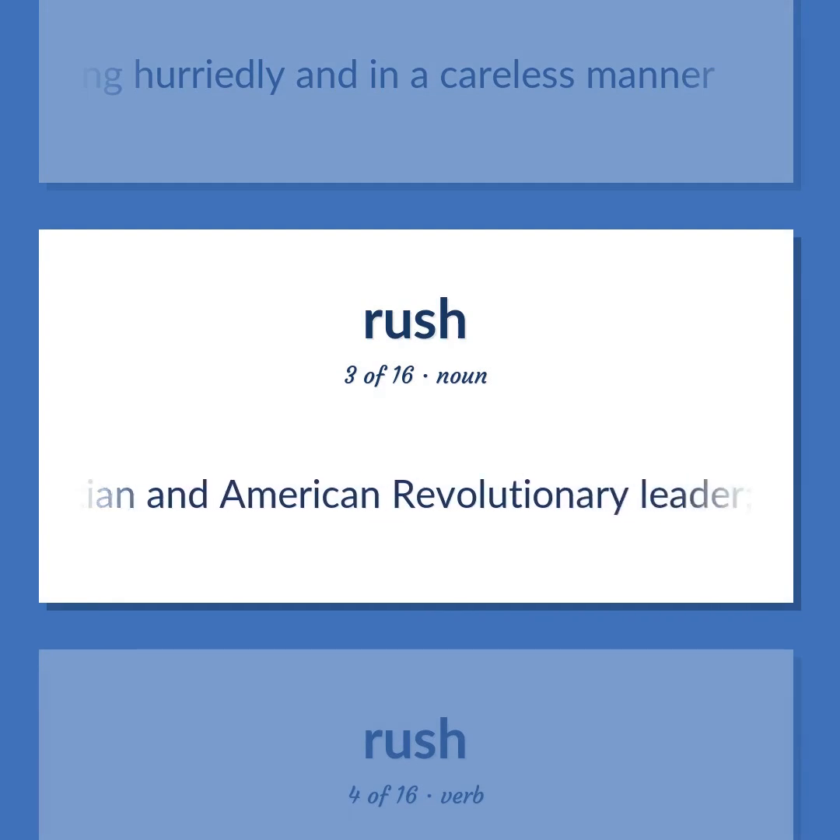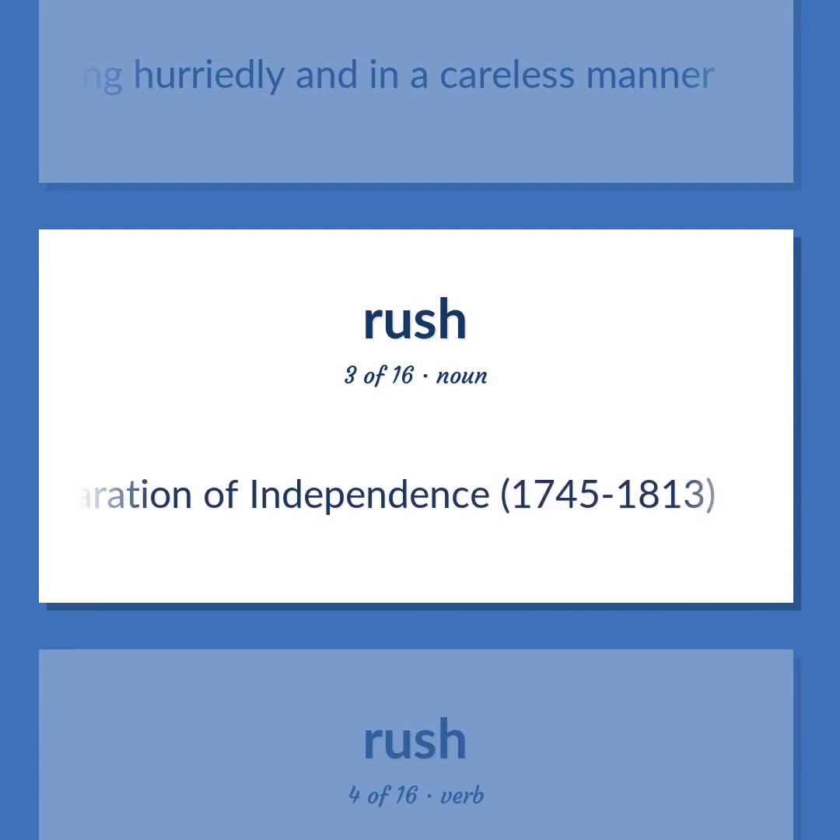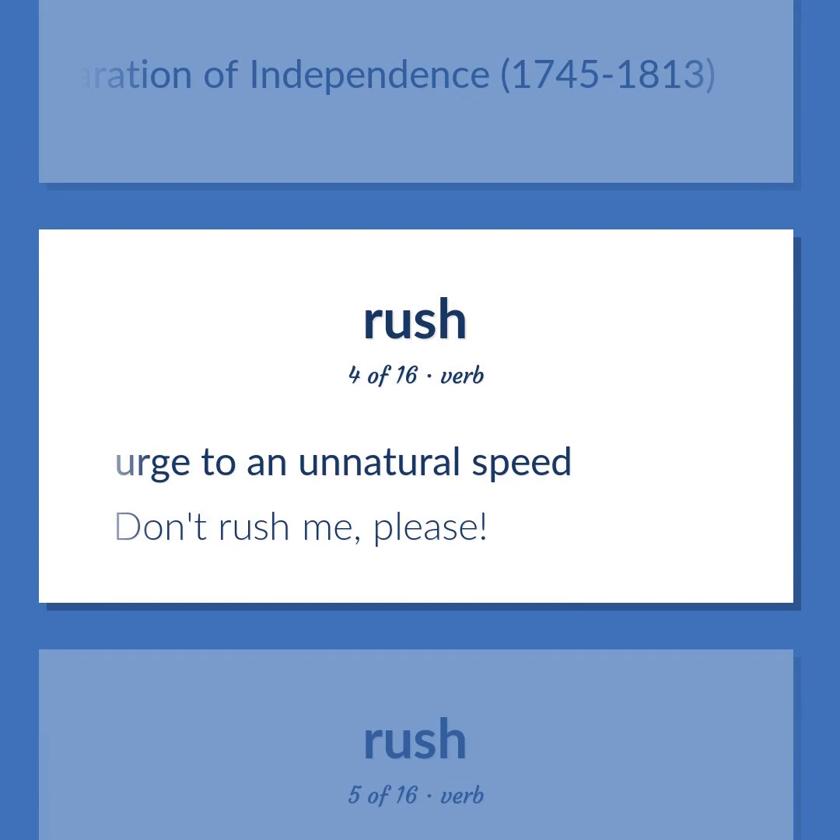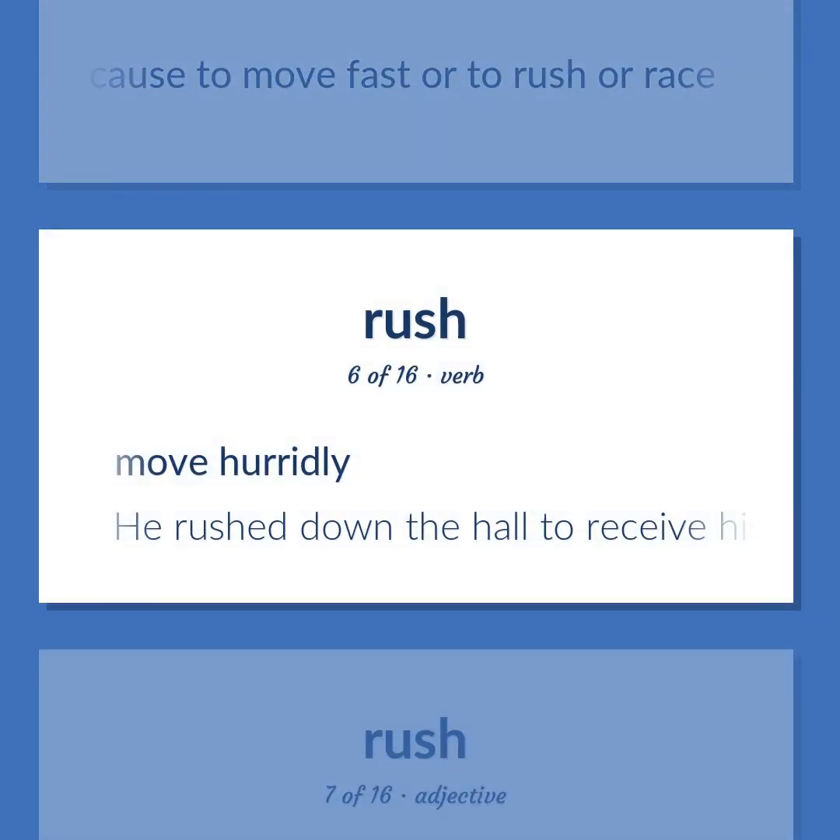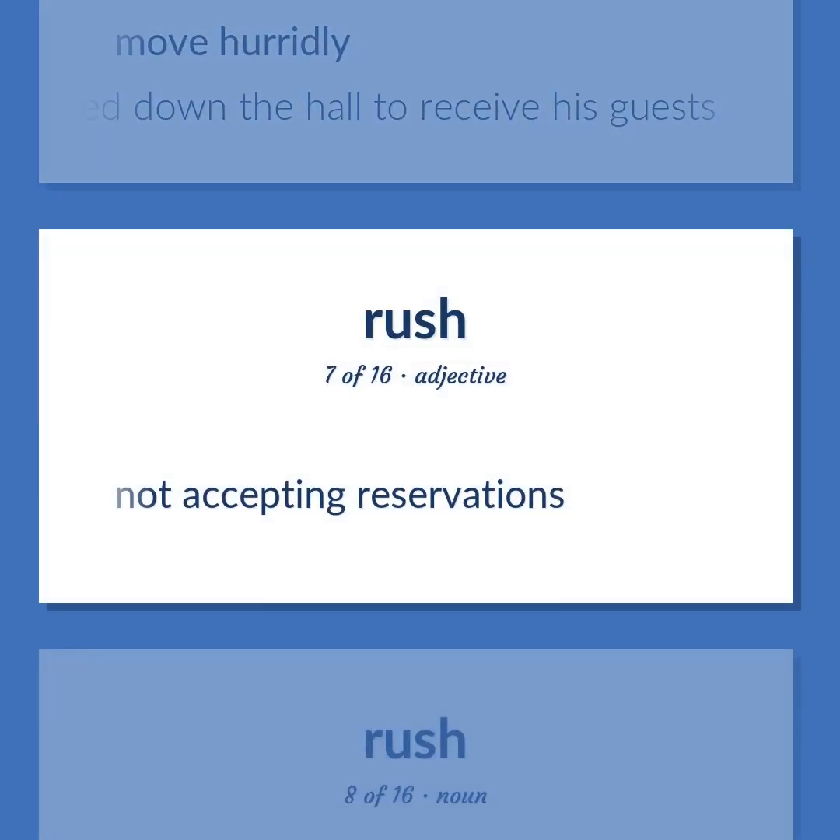Physician and American Revolutionary leader. Signer of the Declaration of Independence, 1745 to 1813. Urge to an unnatural speed. Don't rush me, please. Cause to move fast or to rush or race. Move hurriedly. He rushed down the hall to receive his guests. Not accepting reservations.